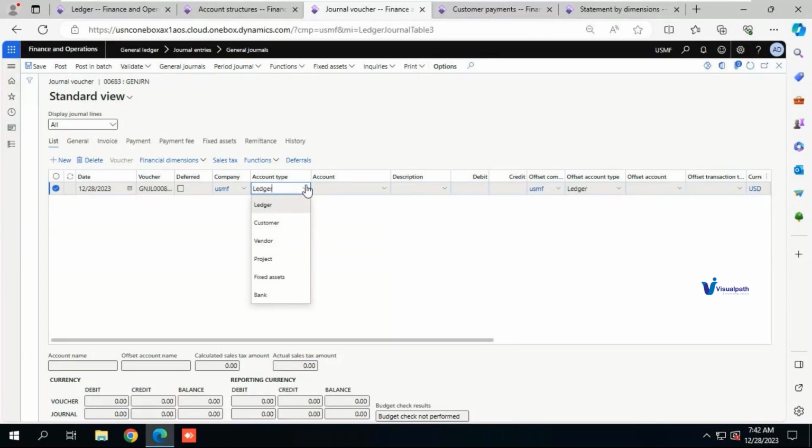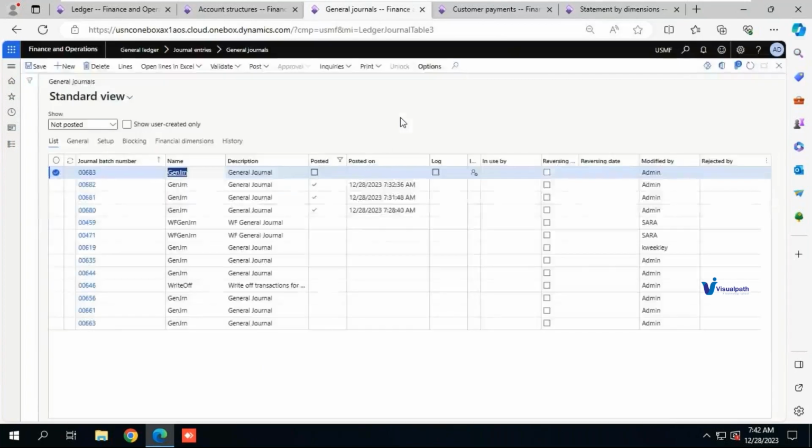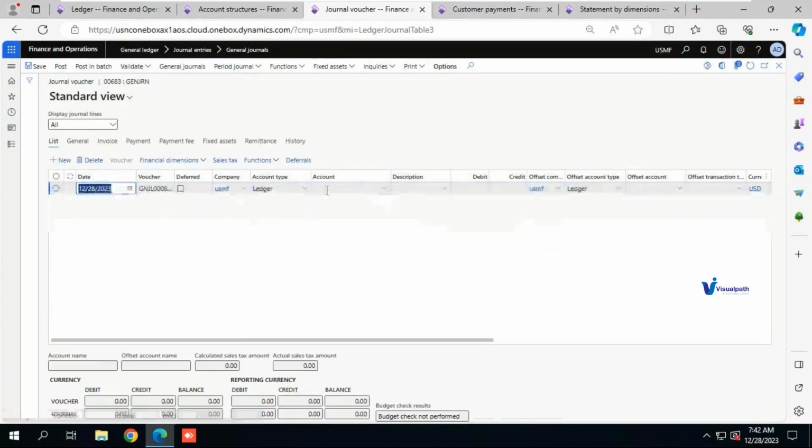I'm still not quite sure why you selected ledger there. So if it is a general journal, usually general journal means ledger to ledger, like travel expenditure.